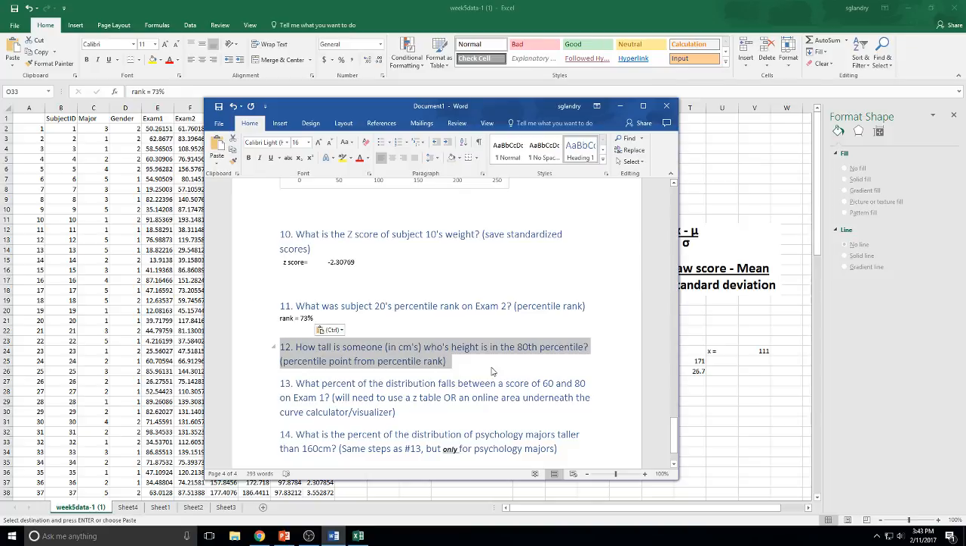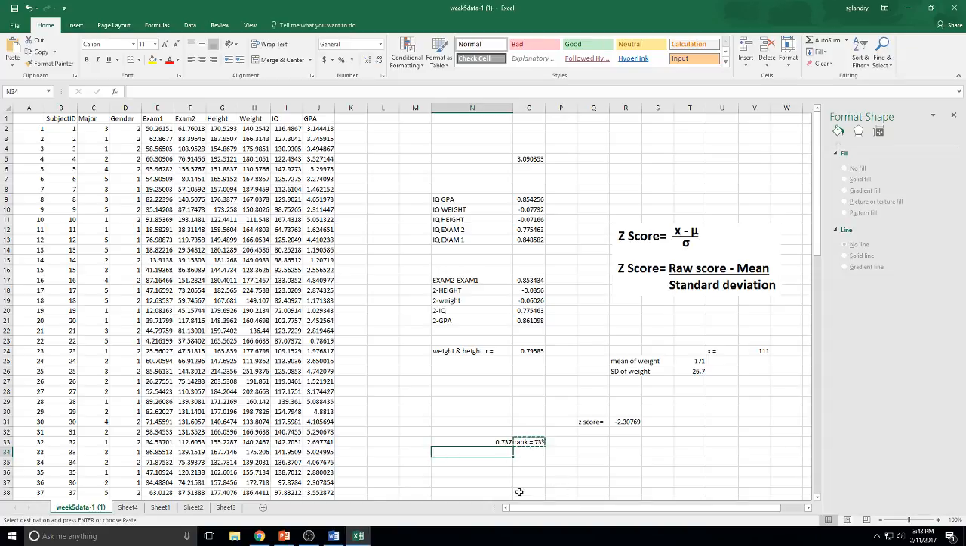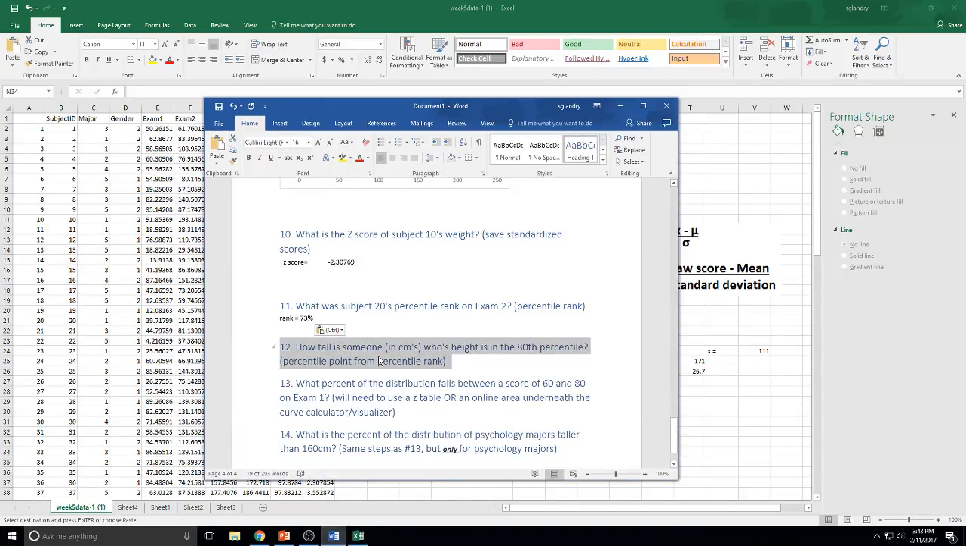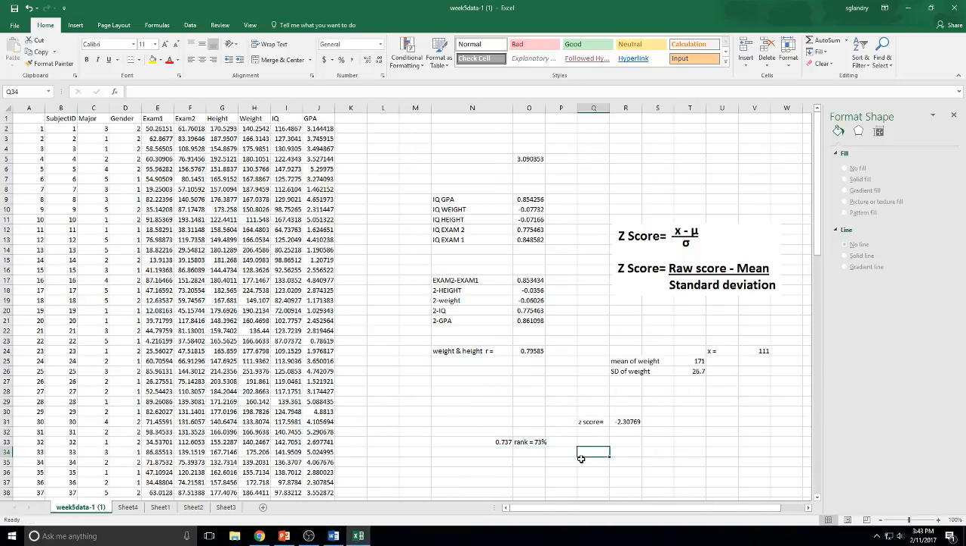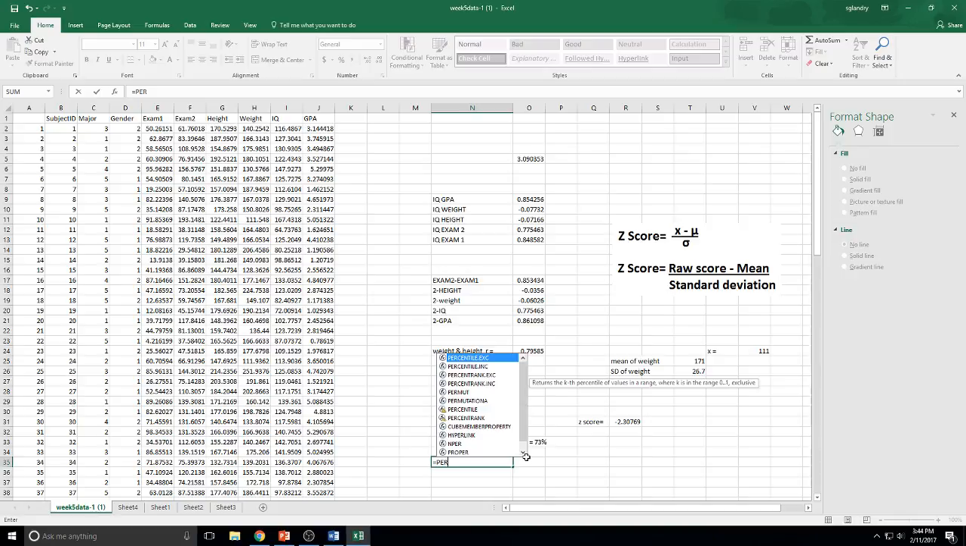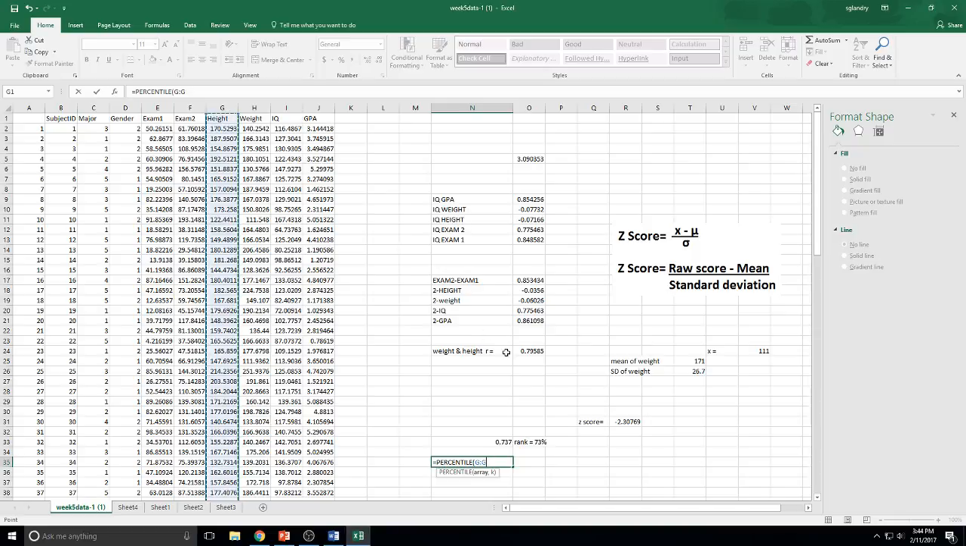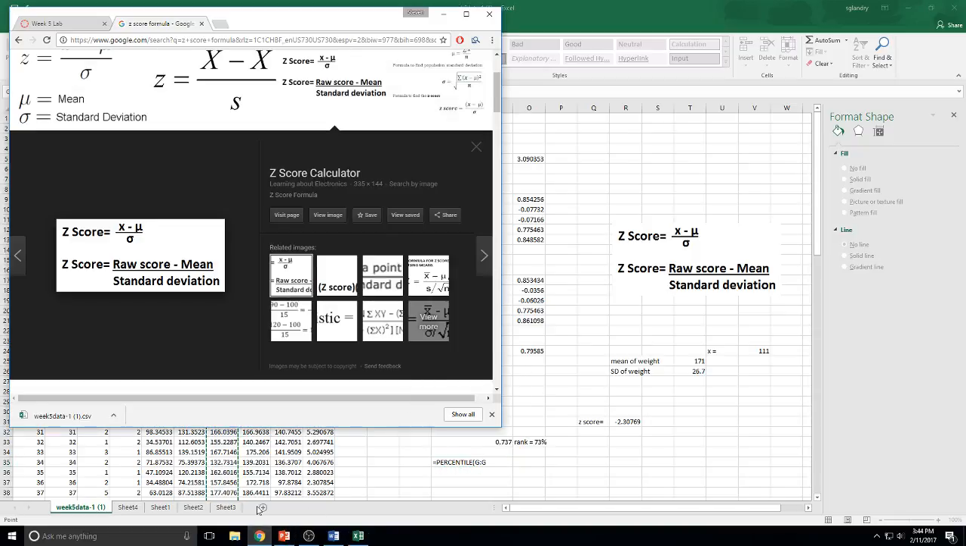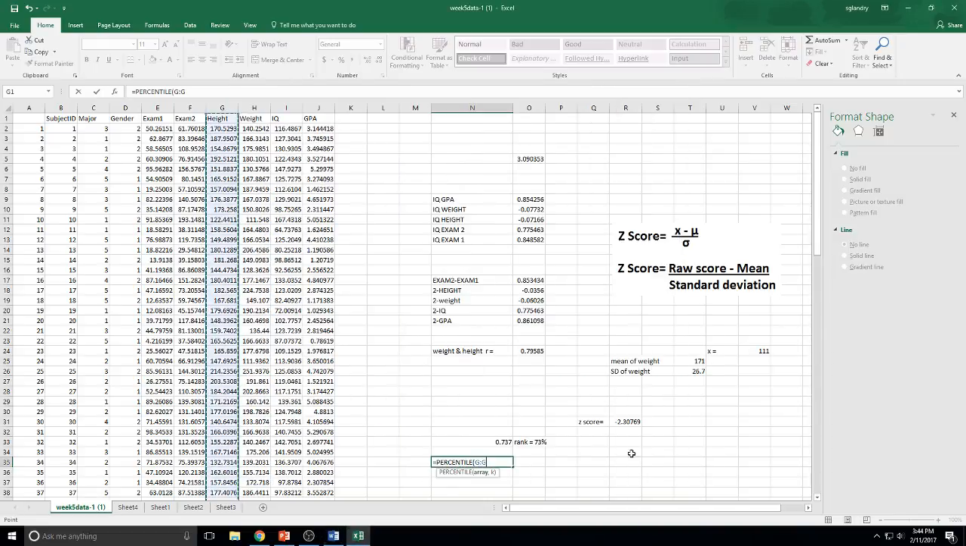Alright, how tall is someone whose height is in the 80th percentile? We're talking about height. Alright, equals percentile height. And what was the question? 80th percentile. So I've kind of done this before. 0.8 for the 80th percentile. 186 centimeters.